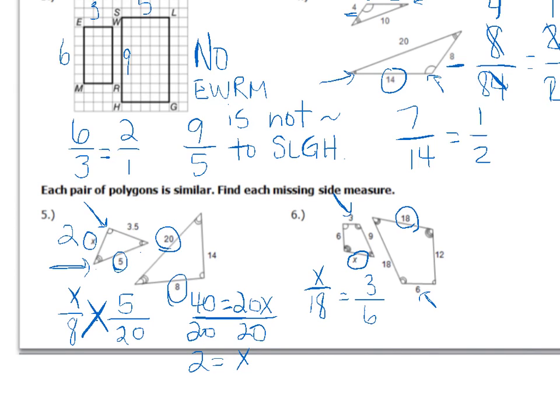And I can also think of it this way. 6 times 3 will get me to my 18. So 3 times 3, the value for x would be 9. So x equals 9.